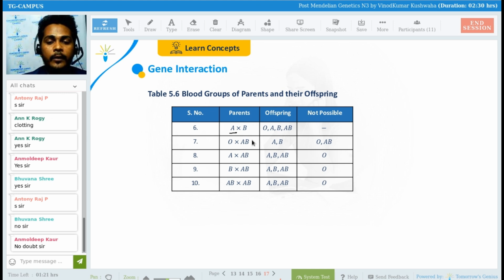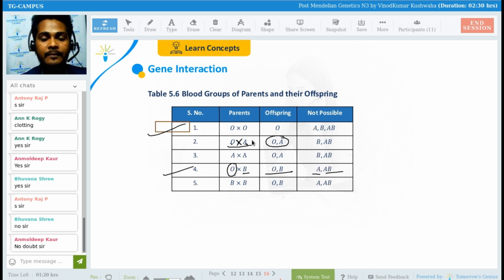Similarly, when a man heterozygous for blood group A marries a woman heterozygous for blood group B, their children may have blood group A, AB, B and O. So this is the condition that is going to be applied here. If parents have different blood groups, we can determine the blood group of their offspring with these simple charts.